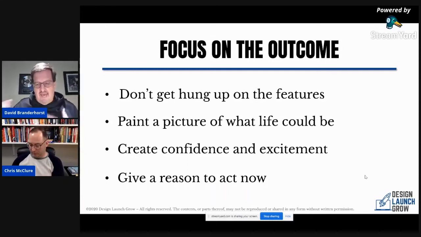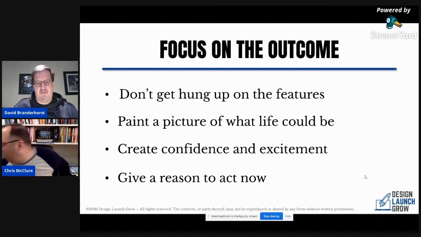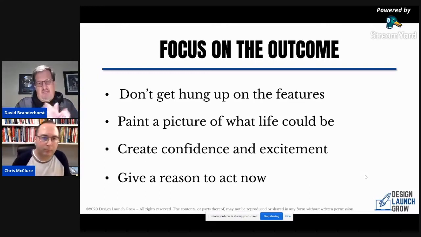Give them a reason to act now. Give them a reason like, hey, you know what? If you act right now, I'll throw in X, or we'll do this, or we'll do that. Give them a reason, get them excited, give them a reason to act now. And that's when you'll start to see sales. That's when you're going to start to see people buy, because you've spoken directly to their need. You've spoken directly to what they want, to their desires.